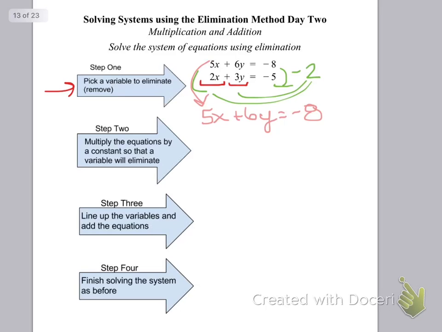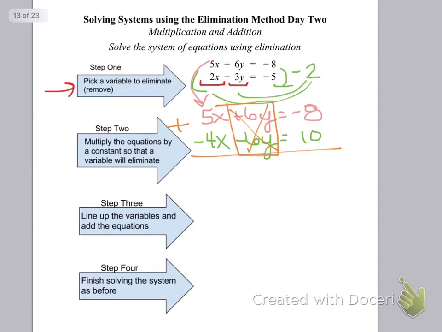So I've got 2x times -2, that gives me a -4x. And then I have 3y times -2, that's a -6y. And then that equals -5 times 2, which is 10. Okay, so here's my new equation. And now I can see that my y's are the same and opposite. So I know when I add down, those are easily going to cancel out.